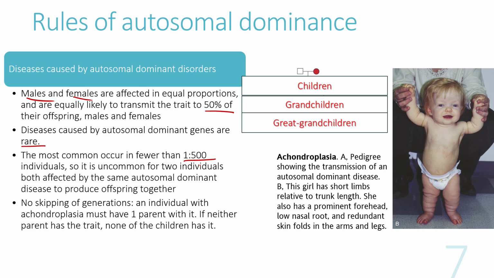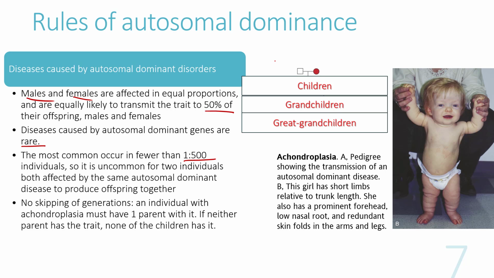So it's uncommon for 2 individuals affected by the same autosomal dominant disease to produce offspring together. So what it's saying is that it's very unlikely if you have a specific autosomal disease that you will actually mate and have children with someone with the same autosomal dominant disease. Okay, and there's no skipping of generations, and we'll look at skipping of generations later on.